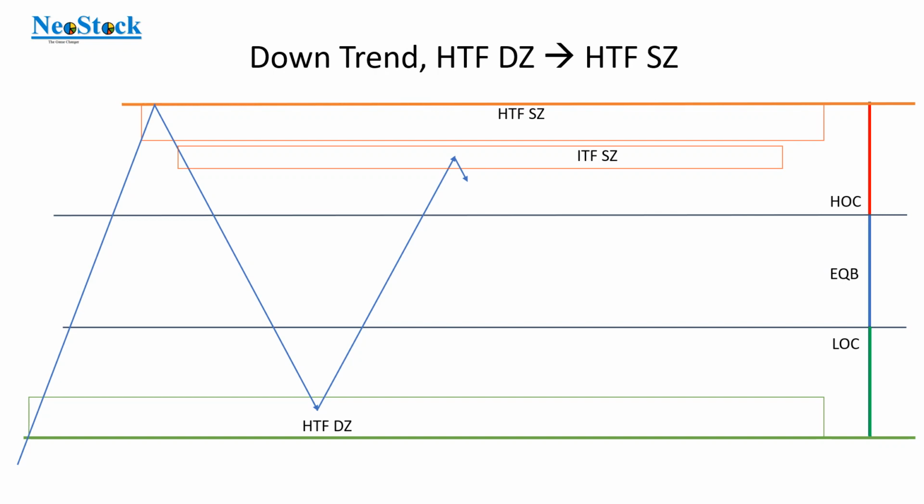So to combine all these rules, trend, location, HTF price direction, ITF price direction, totally 4 conditions are there. HTF price direction, ITF price direction, trend and location. By combining all these 4 factors, we can define a decision making table for bearish trade setup.